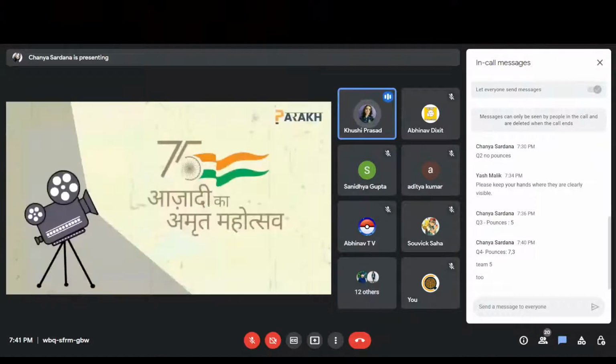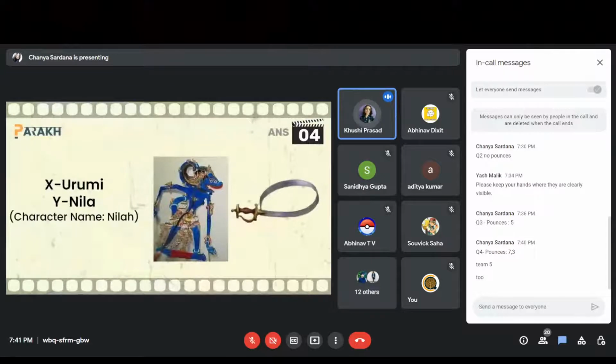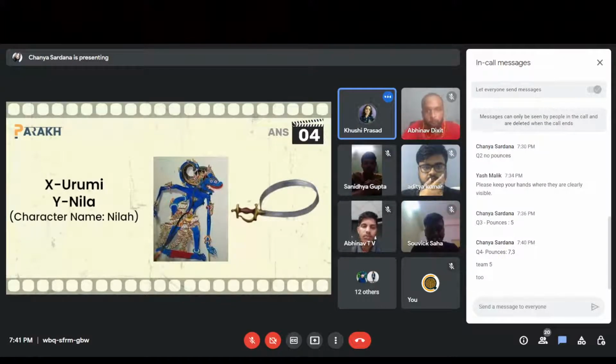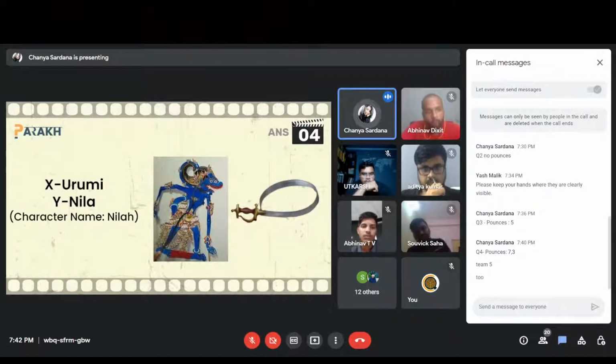Okay, so team 8 gets X correct, so they'll be given 5 points. Team 7 will be given minus 10 points. So you said you want a specific answer. They said Neel. We want the specific answer for X and they didn't give the right answer, so we are giving them negatives.